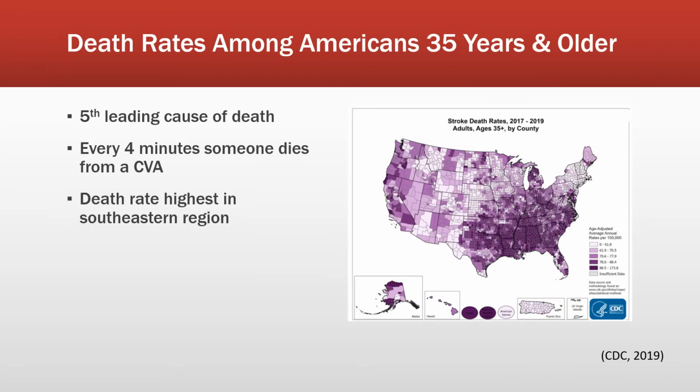Current statistics on CVAs: the American Heart Association states that 795,000 people annually suffer from a CVA. High-risk segments of the population include our older Americans, African Americans, and individuals of lower socioeconomic status, and then our people living in the southeastern region of the United States. According to the CDC Stroke Facts of January 31st, 2020, someone in the United States suffers a stroke every 40 seconds. Every 4 minutes, someone dies from a stroke, and the leading cause of long-term disabilities in the United States are strokes. Strokes are the 5th cause of death in the United States.